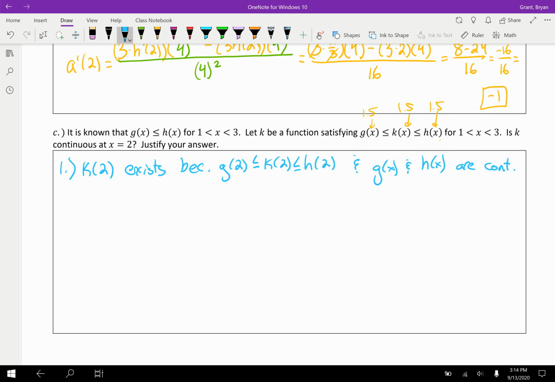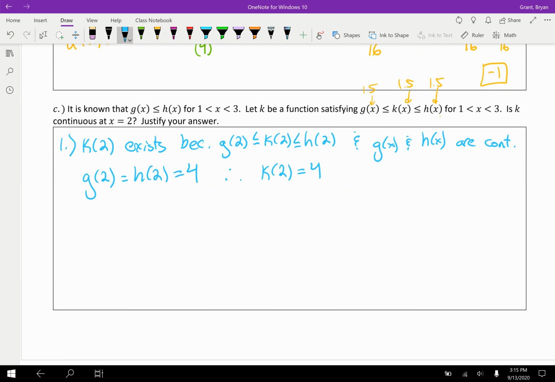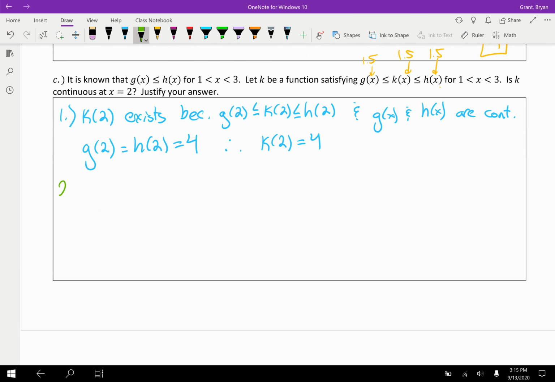However, we can also find what it is, because we know that g of 2 is equal to h of 2, which equals 4. They told us at the very beginning. So therefore, if k of 2 has to be between those two values or equal to those two values, then k of 2 must equal 4. Great. We're crushing it so far, guys. Let's continue on. The second thing we need to show is that the limit as x approaches 2 of k of x exists.